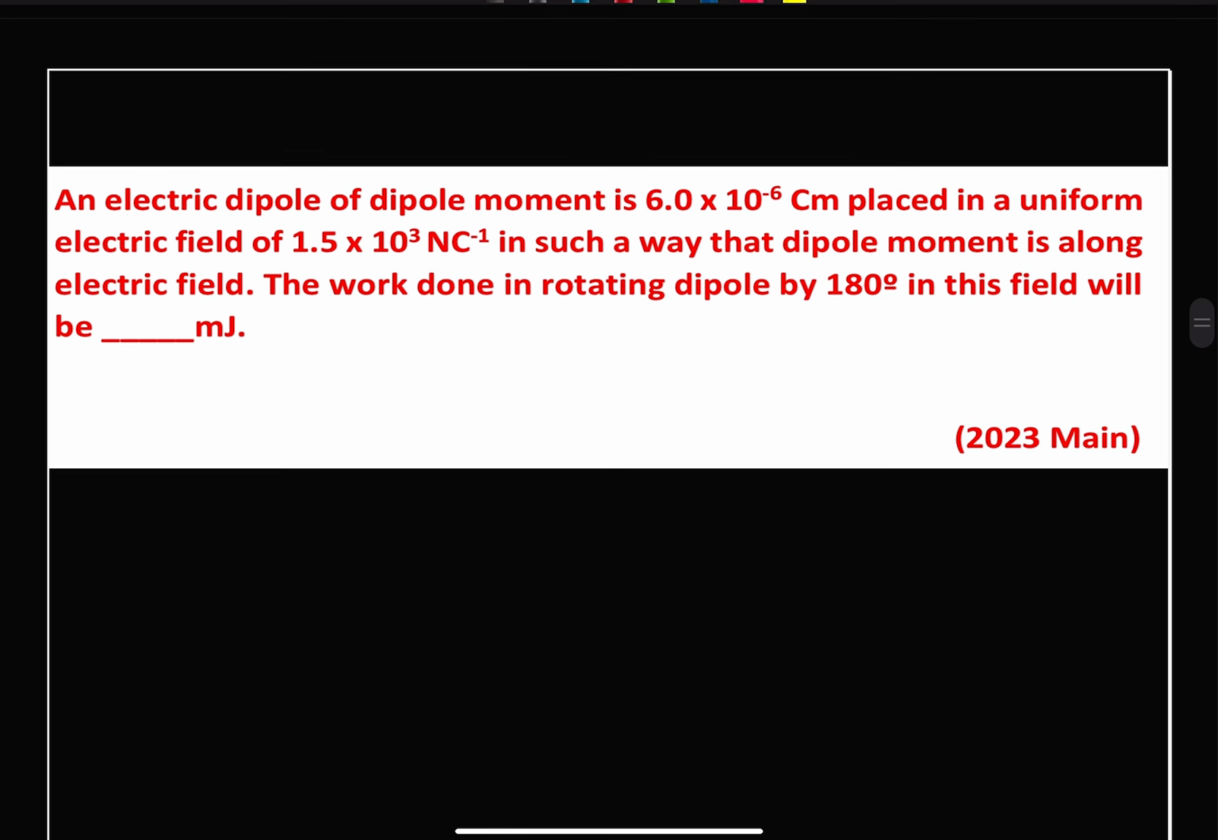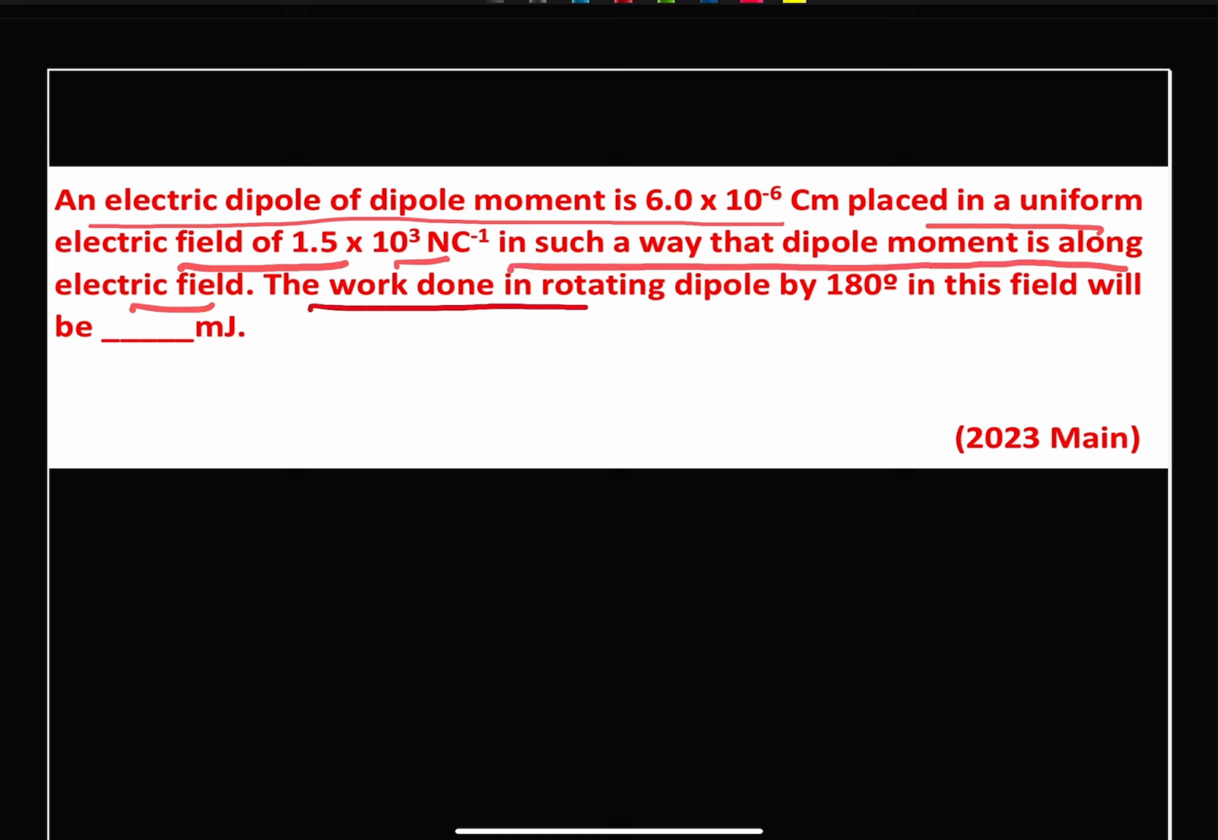It states that an electric dipole of dipole moment 6 × 10⁻⁶ coulomb meter is placed in a uniform electric field of 1.5 × 10³ Newton per coulomb in such a way that the dipole moment is along the electric field. Work done in rotating the dipole by 180 degrees in this field will be how many millijoules.